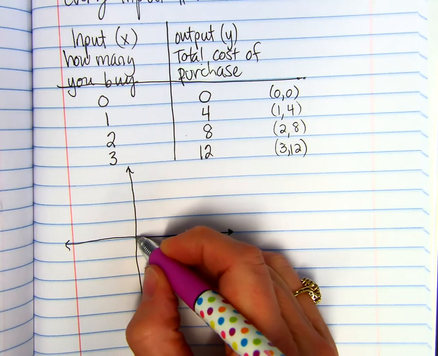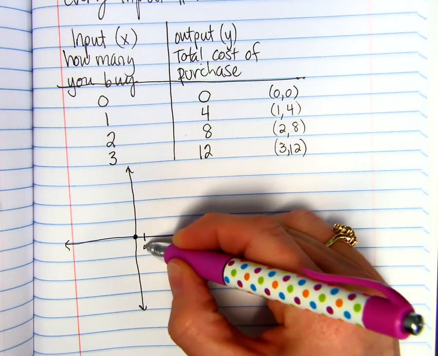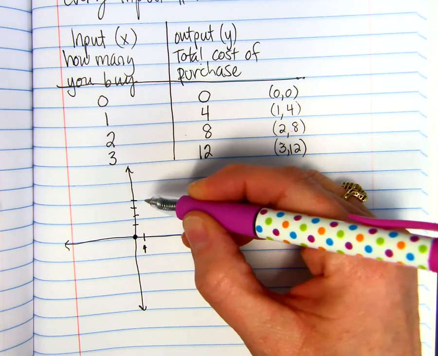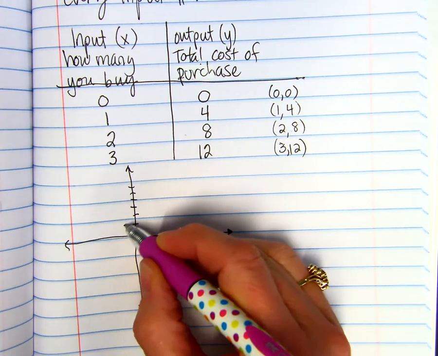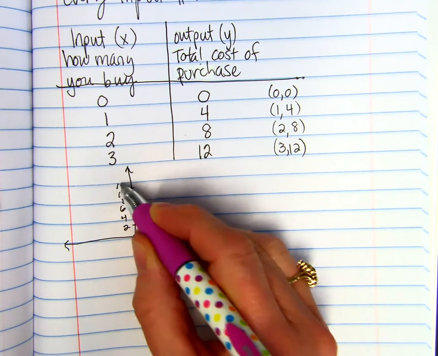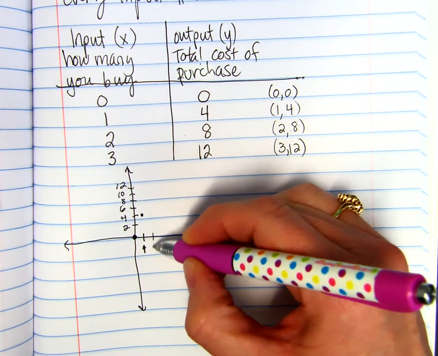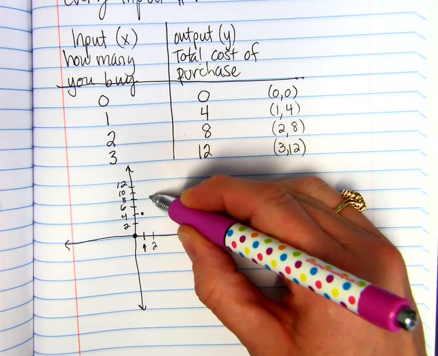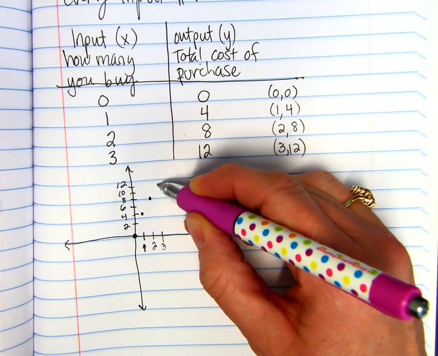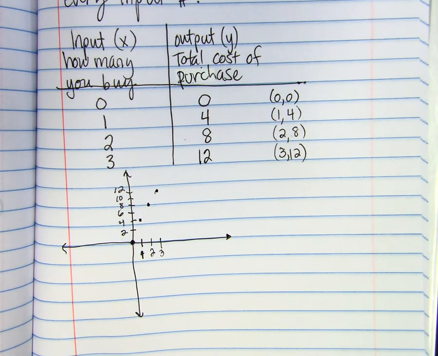So we have 0, 0 as a point here. 1, 4: we go 1 and then up 4. I'm going to count by twos: 2, 4, 6, 8, 10, 12. So 1, 4; 2 goes up to 8; and then 3 will be 12. So this would be plotting a function.